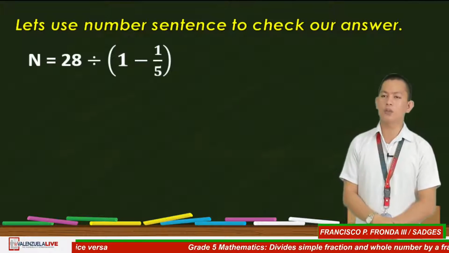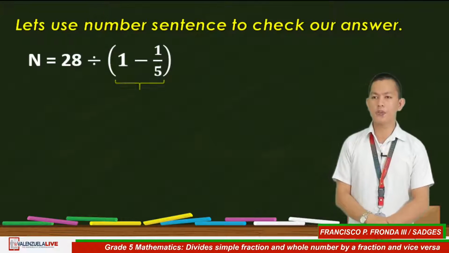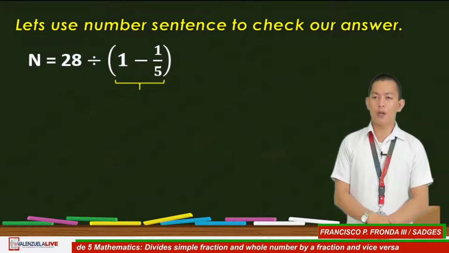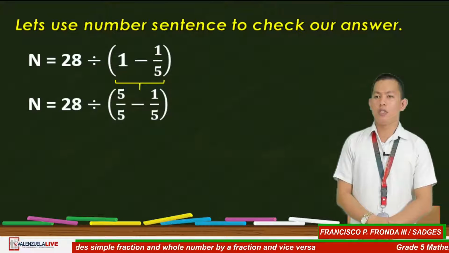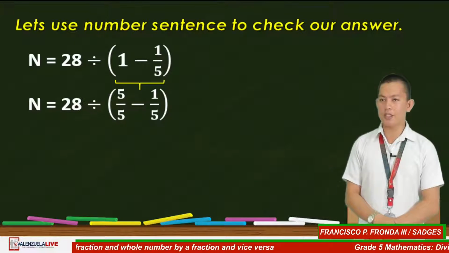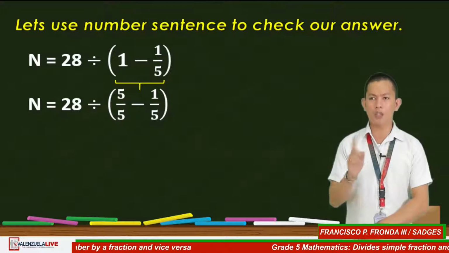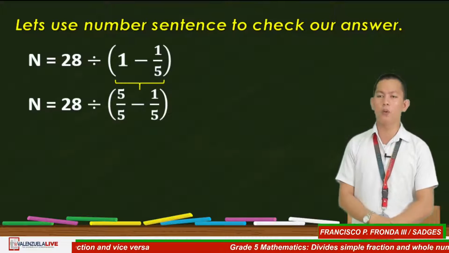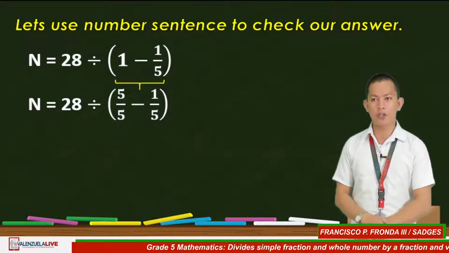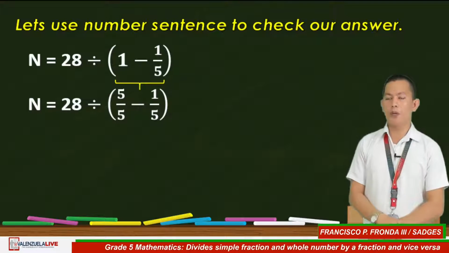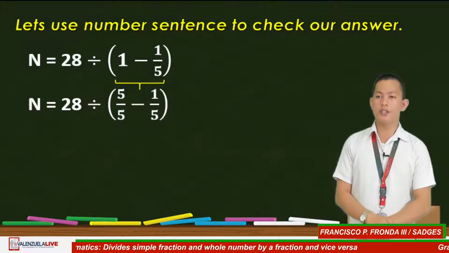So, N is equal to 28 divided by the quantity of 1 minus 1/5. First, we're going to perform the operation inside the parentheses. First, you're going to change the whole number 1 to its fractional form. The fractional form of whole number 1 is 5 over 5 to make the two fractions similar. Then, perform the operation inside the parentheses. 5 minus 1, the answer is 4.